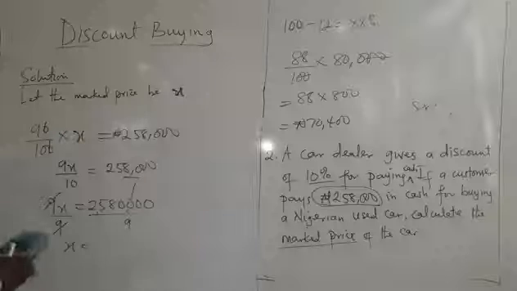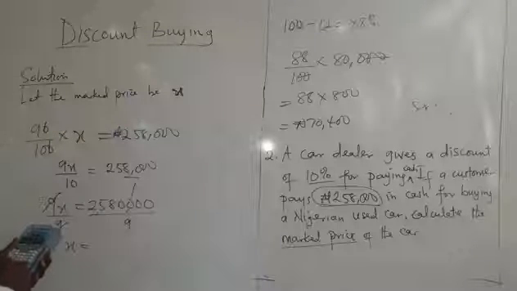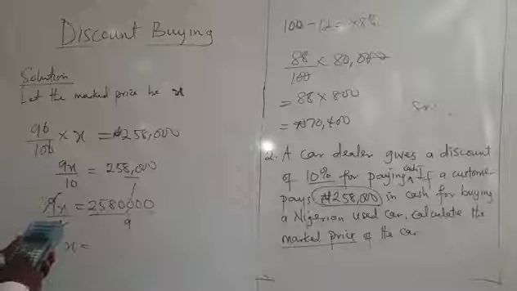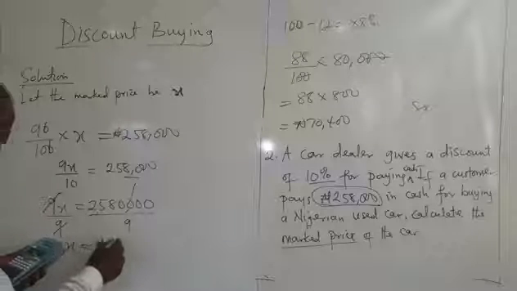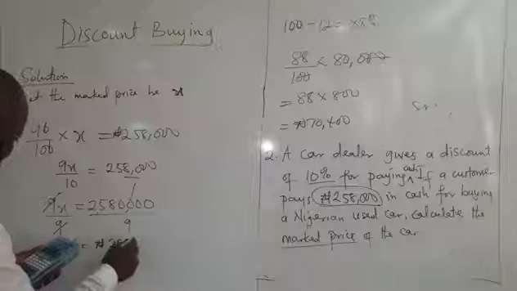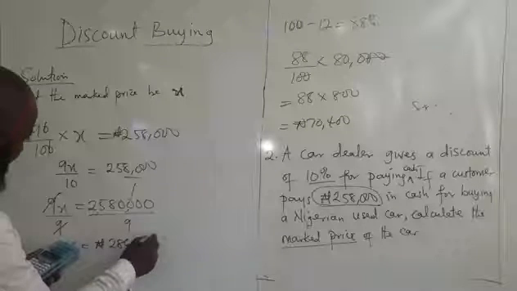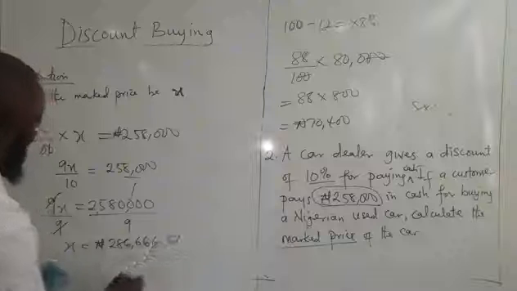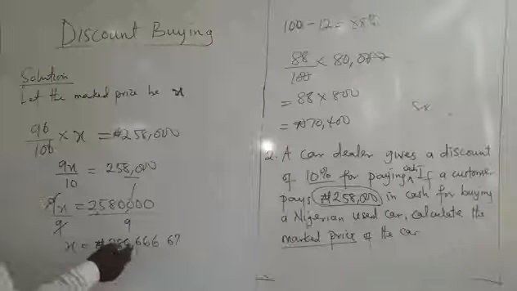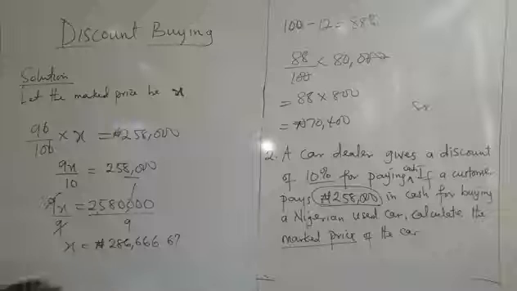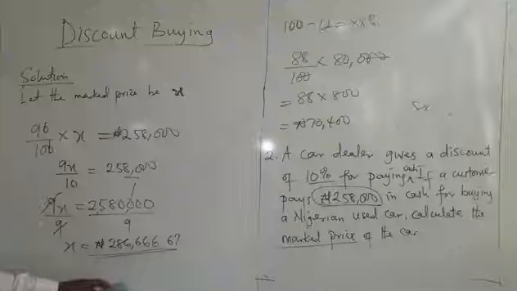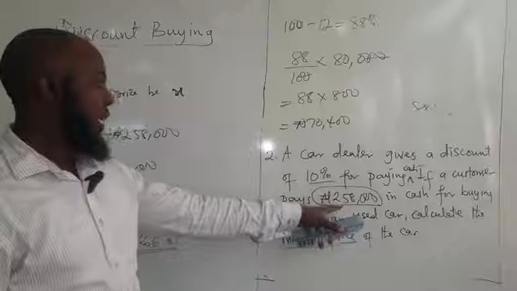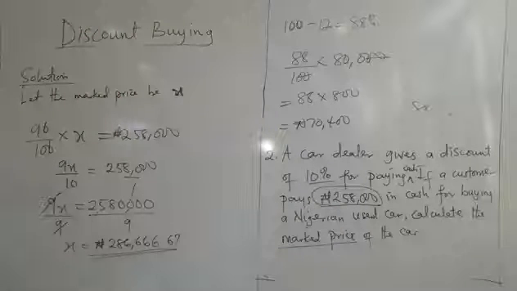2,580,000 divided by 9 gives 286,666.67. That is 286,666 naira 67 kobo. So this is the marked price of the car, and this is the original price of the car, and then the buyer pays 258,000 naira.